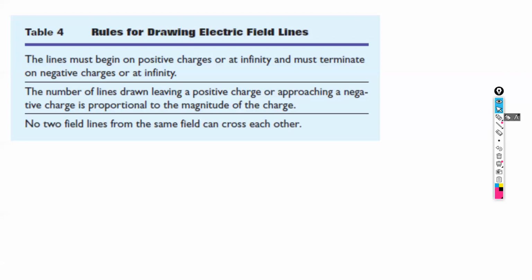And no 2 field lines will ever cross. Okay. Old school Ghostbusters here. Don't cross the streams. The beams, the lines, they cannot cross. They'll never cross.